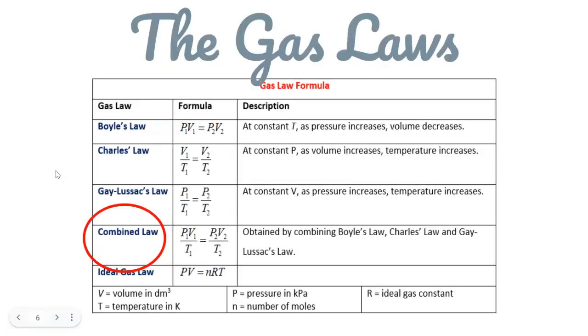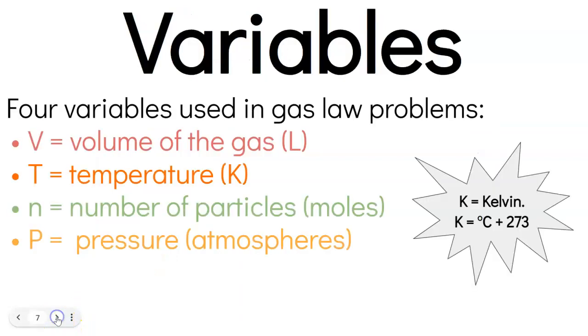So the combined gas law is obtained by combining Boyle's, Charles's, and Gay-Lussac's law. Dalton's law of partial pressure is not involved here. That was just a simple one that we learned at the beginning. So really we're just focusing on these three that deal with two different variables. The variables that we use in gas laws are V, the volume of a gas, typically in liters; T, temperature in Kelvin, which is our degrees Celsius plus 273; N, the number of particles, or moles, those are mole conversions we did back in stoichiometry, so we're not really going to focus on those in this unit; and then P is pressure in atmospheres.